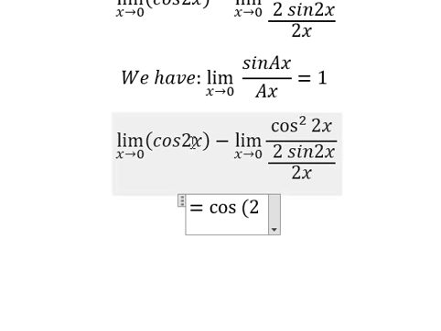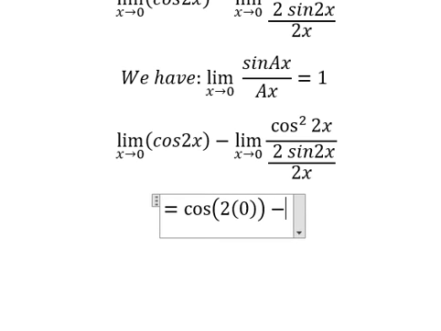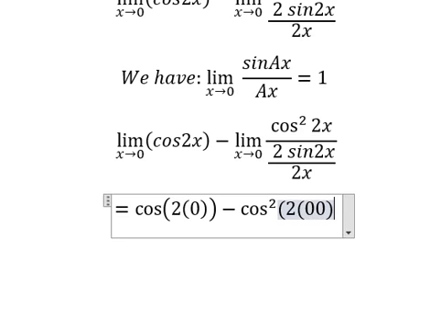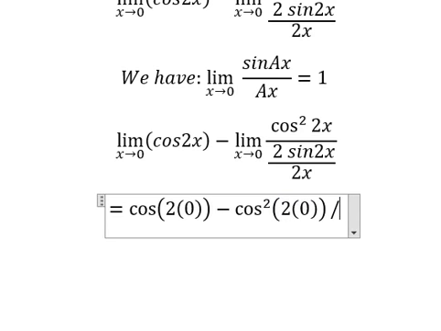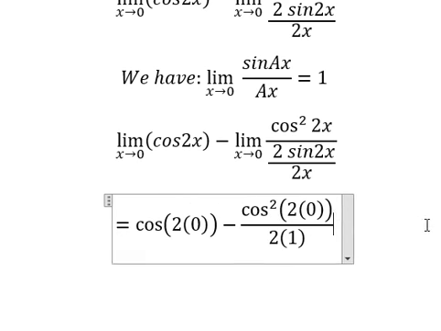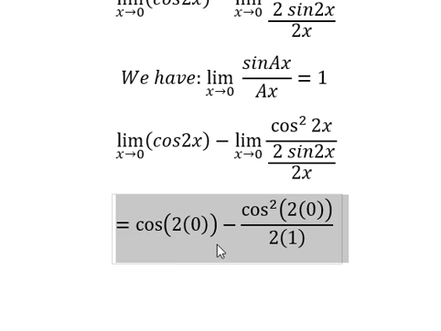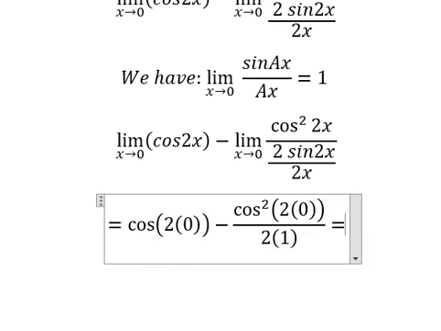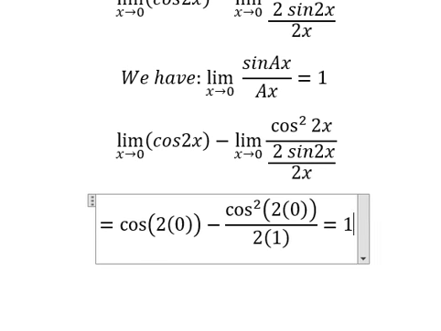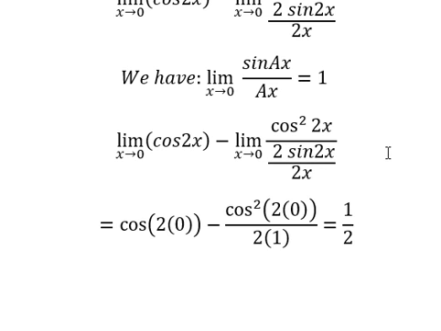So I will put number 0 in here. This one we change to number 1. So we calculate this one and we have 1 over 2. This is the end. Thank you for watching.